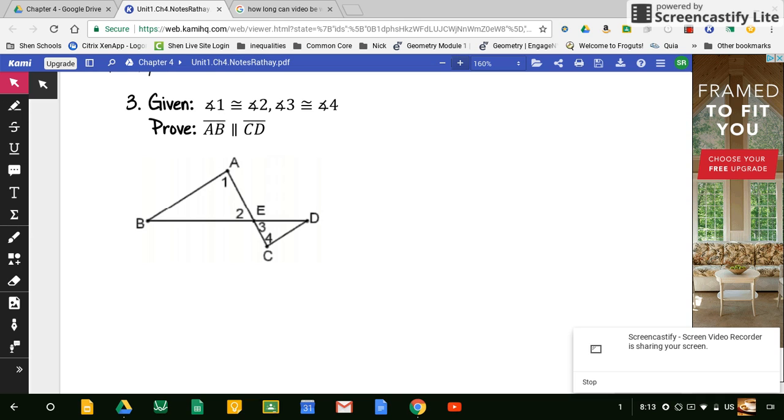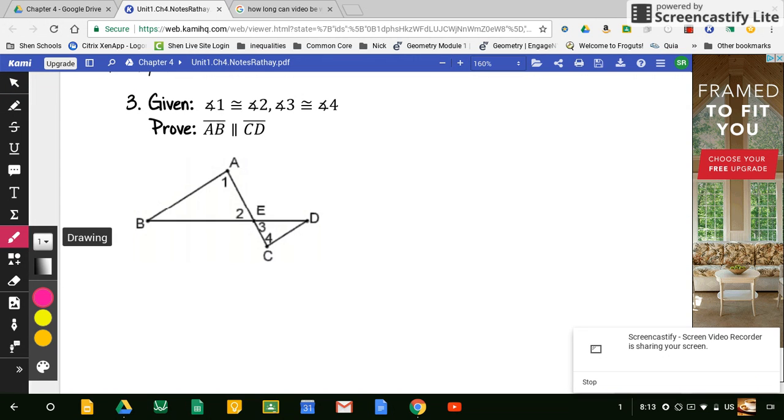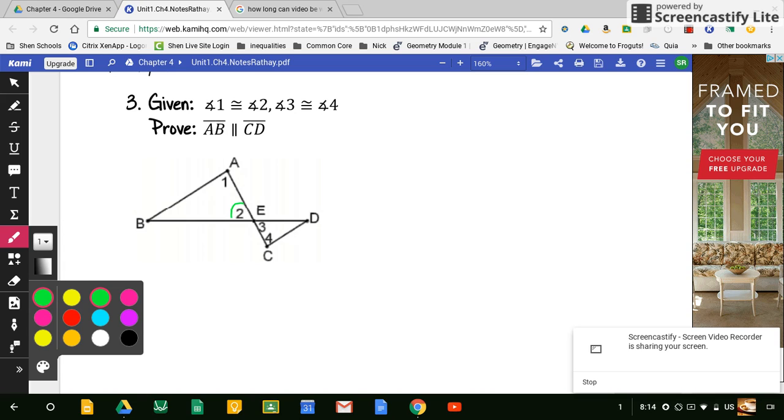All right, here we go with question 3. First thing I see is that this question kind of looks like a bow tie. Anytime I see that bow tie shape, it means that I've got vertical angles as an option. So we know right off the bat, without even reading a given, that angle 2 is congruent to angle 3.